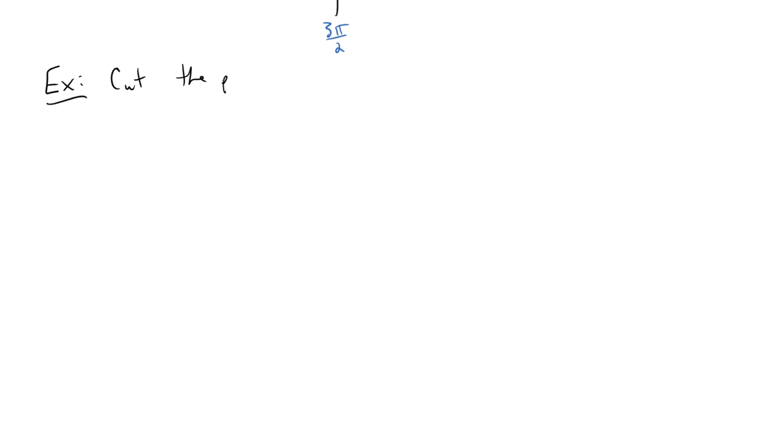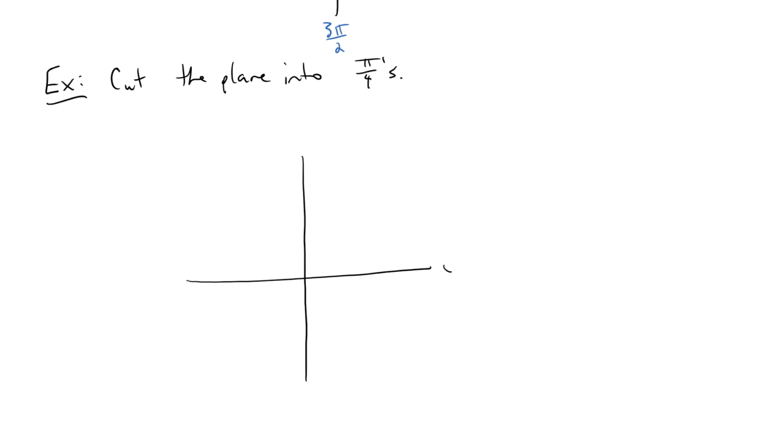Alright, let's try another one. Cut the plane into pi over 4's, okay? And so this time, here's 0, here's pi. I want to cut this top half into 4 equal pieces. So 4 equal pieces is what we're looking at. Alright? So if I look at that, the first thing I'm going to do is cut the top into 2 equal pieces. And of course those are pi over 2's. But then I need to cut each of these into 2 equal pieces again.